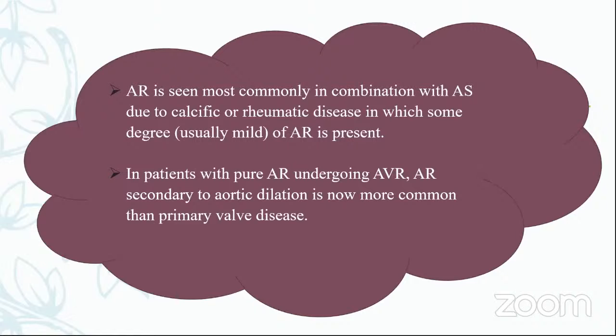Aortic regurgitation is seen most commonly in combination with AS due to calcific or rheumatic disease, in which some degree of aortic regurgitation is present, and it's usually mild. In patients with pure AR undergoing aortic valve replacement, the regurgitation secondary to aortic dilatation is now more common than the primary valve leaflet disease.